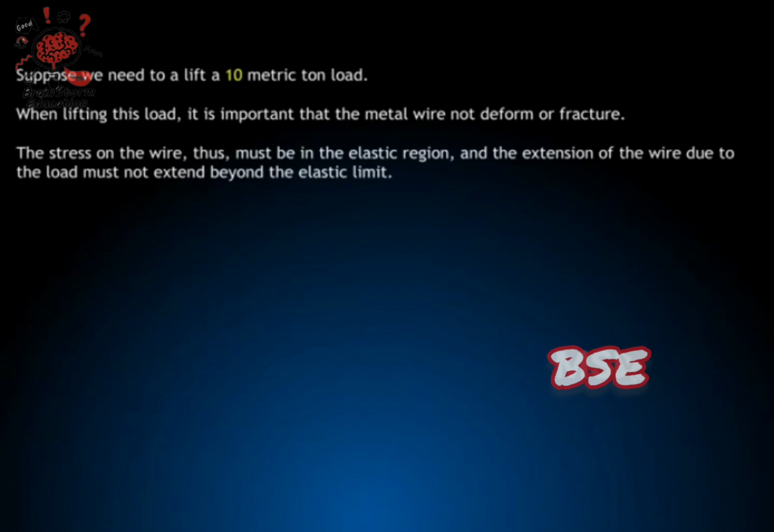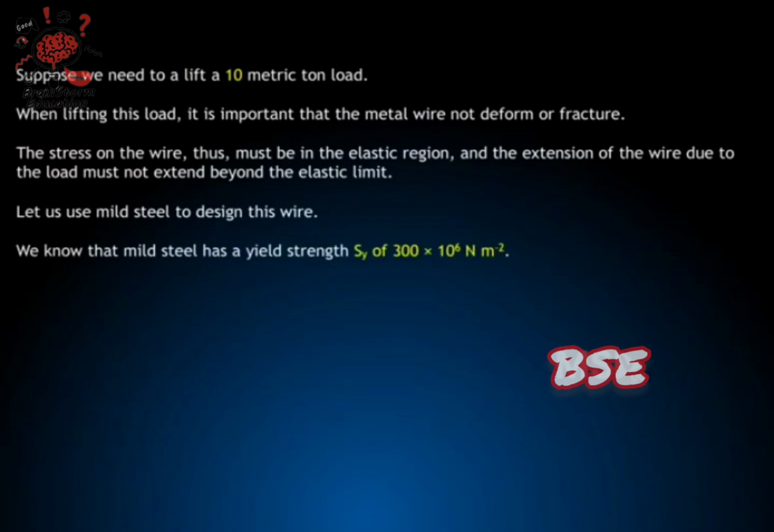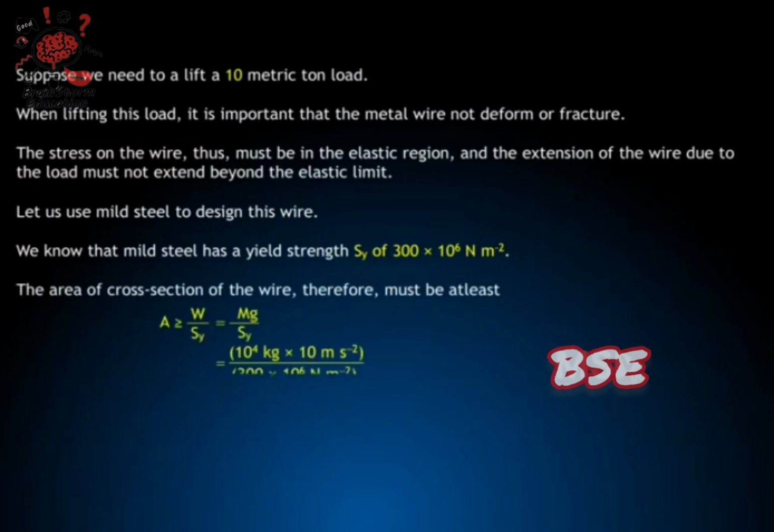The stress on the wire thus must be in the elastic region, and the extension of the wire due to the load must not extend beyond the elastic limit. Let us use mild steel to design this wire. We know that mild steel has a yield strength psi of 300 × 10^6 Newton per square meter. The area of cross-section of the wire, therefore, must be at least A greater than or equal to W by psi, which is equal to mg by psi.